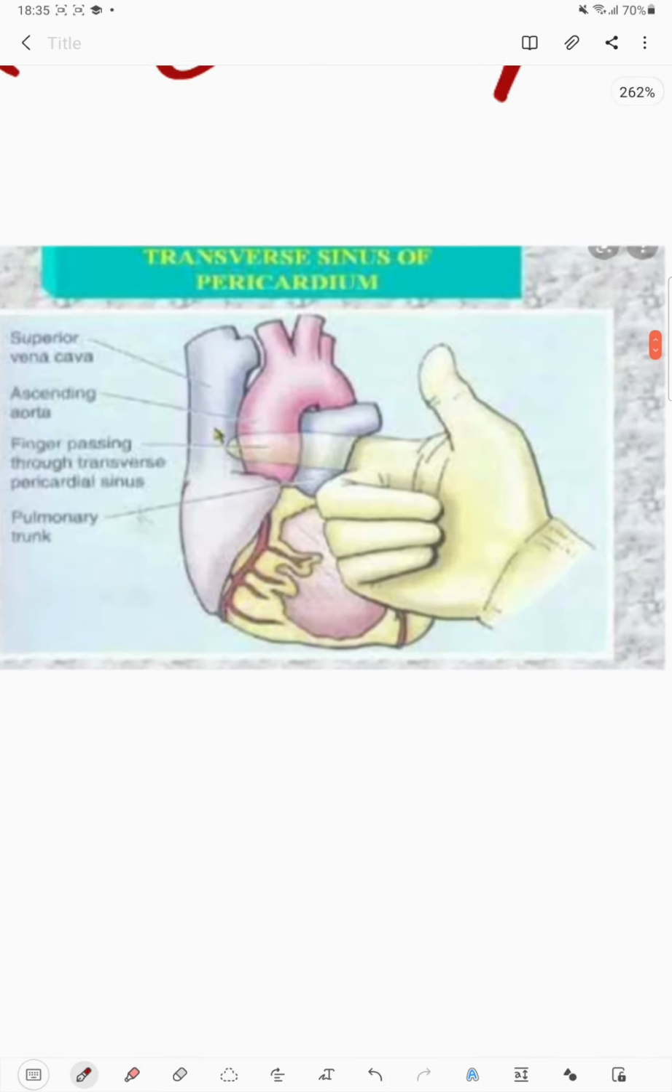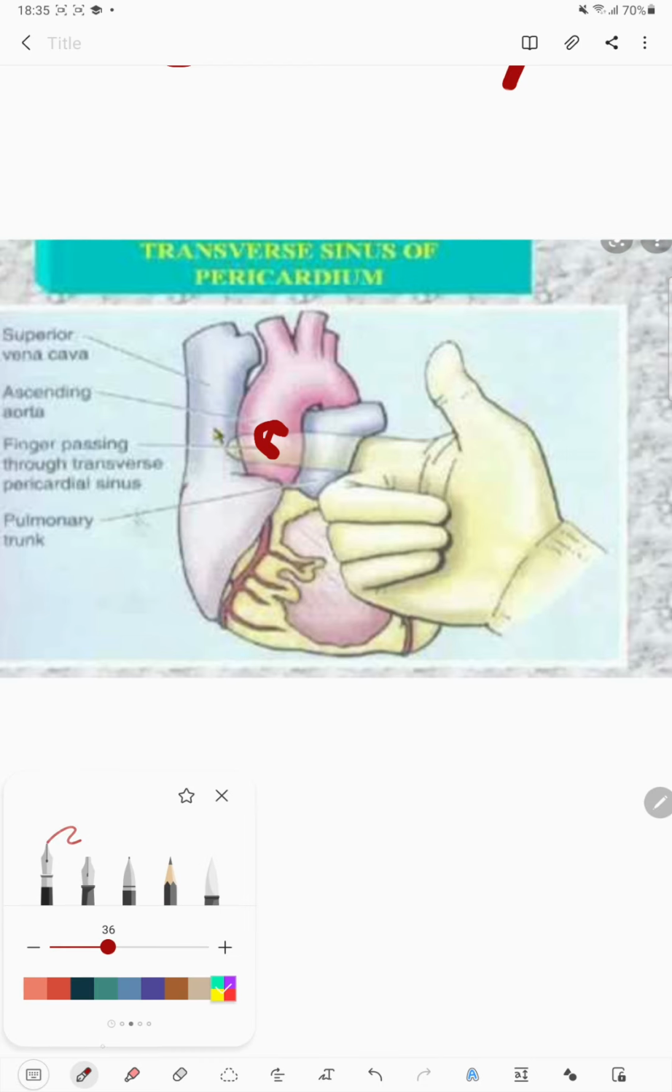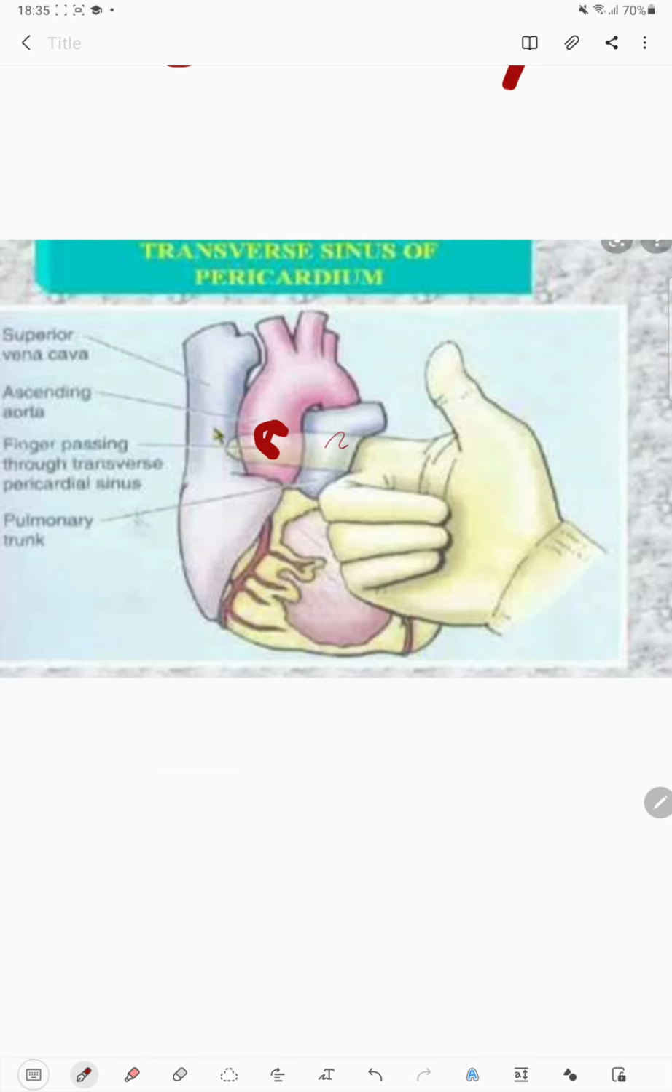Now, look at this picture. All right. Can you name the structures here? This is the aorta. And what is this? This is the pulmonary trunk. Right. Now, when you dissect, it's not three-dimensional. So just imagine that behind the aorta and behind the pulmonary trunk, there is a tubular space behind these two structures called the transverse sinus.